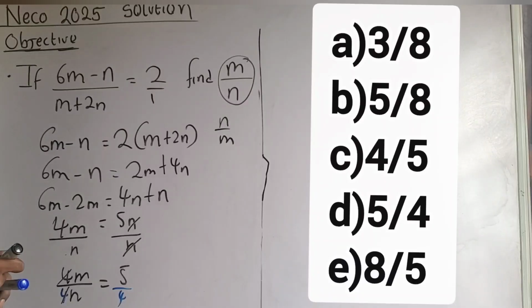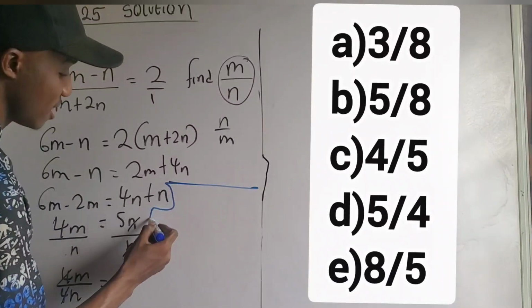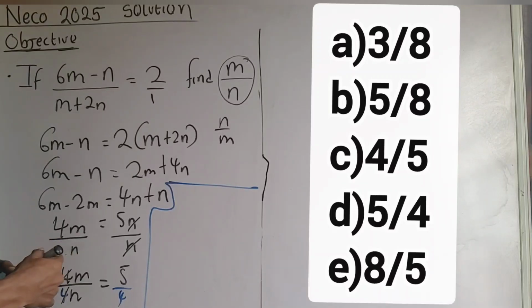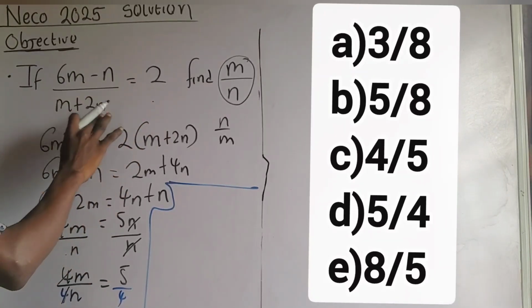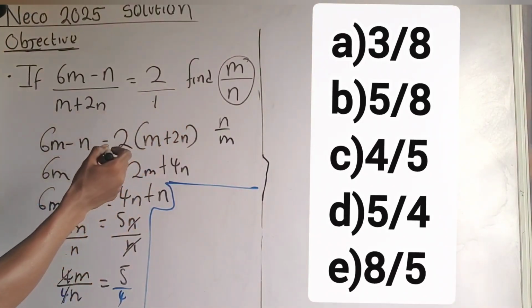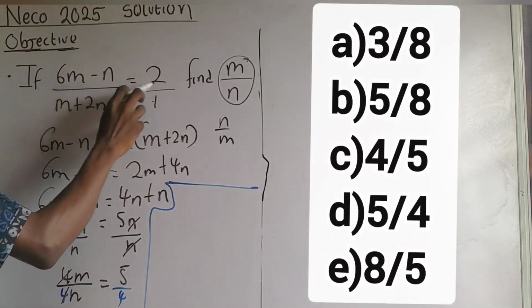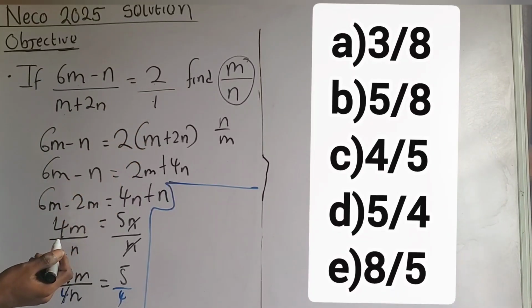And you can also do it another way. Another method to do this is this. Since you've been given that 6m minus n all over m plus 2n equals to 2, 2 can be written as what? 2 over 1, right? Now, equate the numerator to 2 and equate the denominator to 1. Then solve it simultaneously. Are you getting it? You're going to get the value of m as 5 and n as 4.